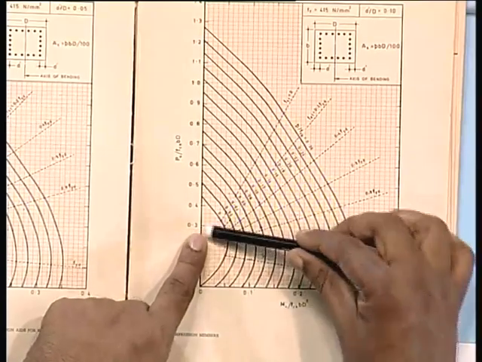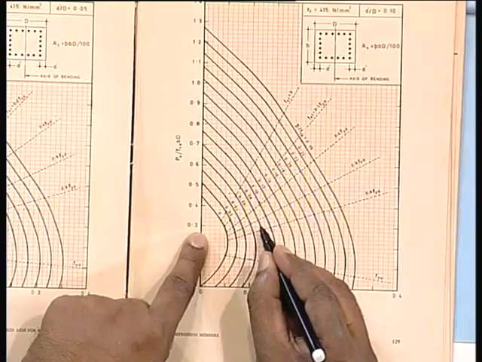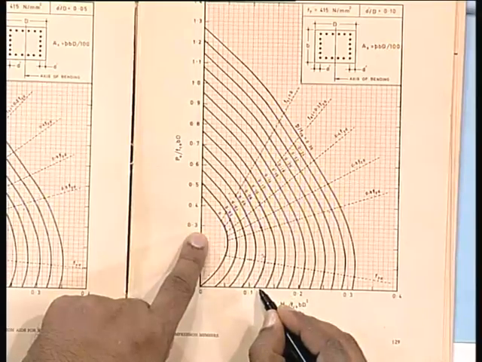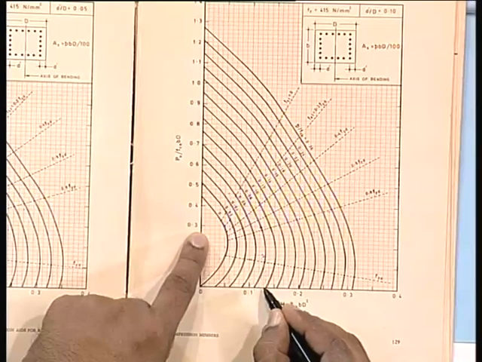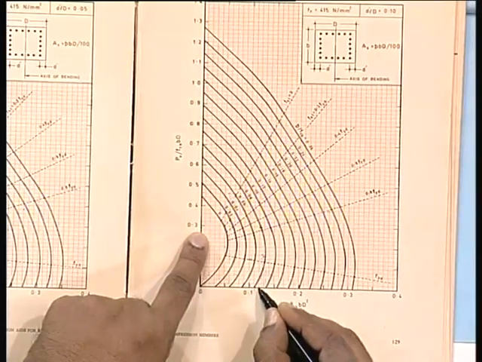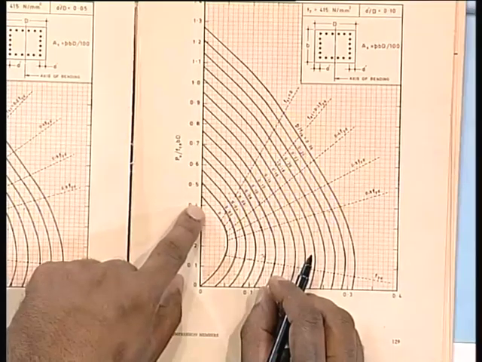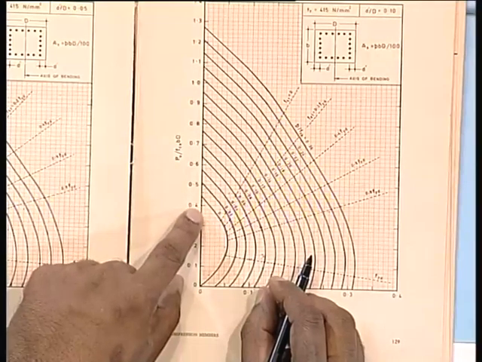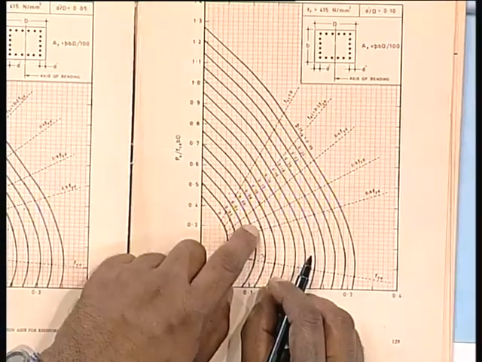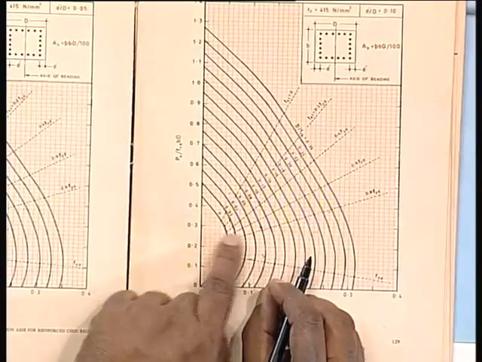PU by FCK is 0.3, so I am going along this, and then wherever it is cutting that curve of P by FCK 0.08, then I am coming down. And then I can get where it is cutting here, 0.12. So this is the value. That means, in other way, if it is uniaxial bending, then whatever I have chosen, I shall get that curve, say P by FCK 0.08. So what I am doing, PU by FCK 0.3, I am moving like this.